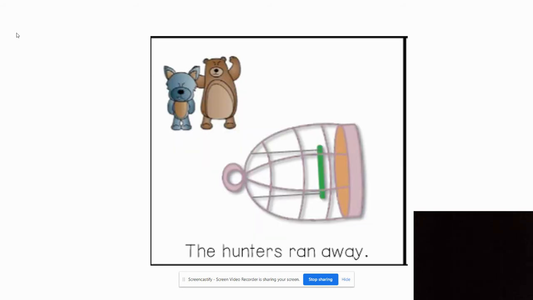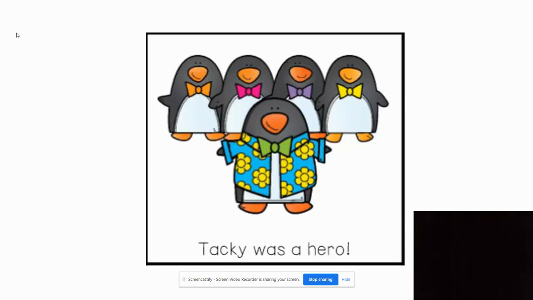After this one, the hunters ran away. Tacky was a hero. So on number 12, you should be gluing down the picture of Tacky in front of the other penguins. And mine says, Tacky was a hero. Okay, so if you need to pause the video here or rewind it and go through it again to put them all in order, go ahead and pause the video and do that, and then come back to this page.